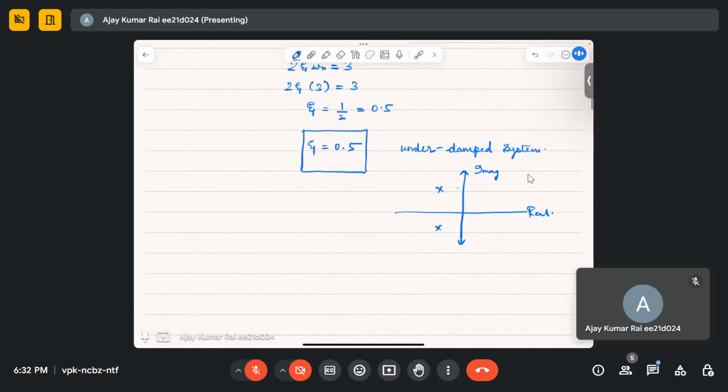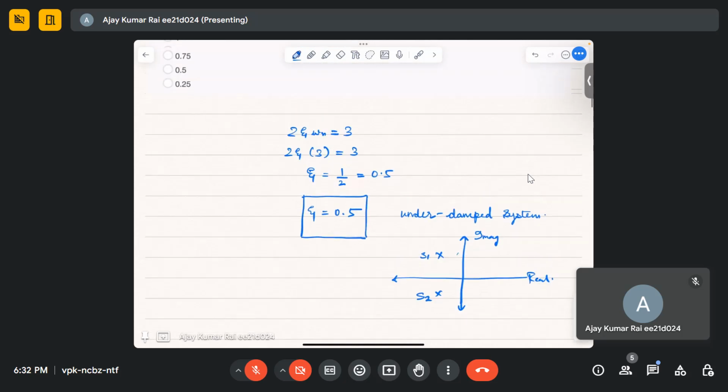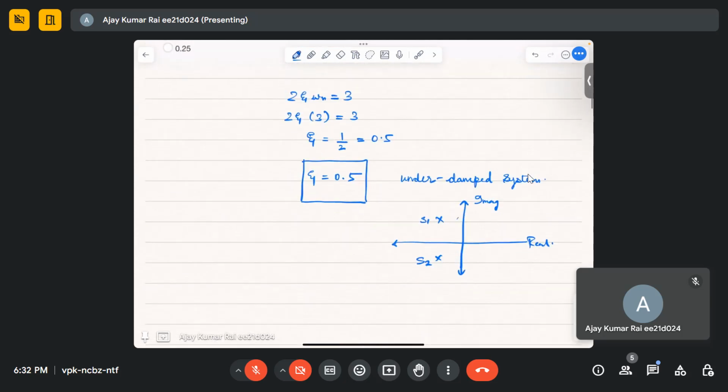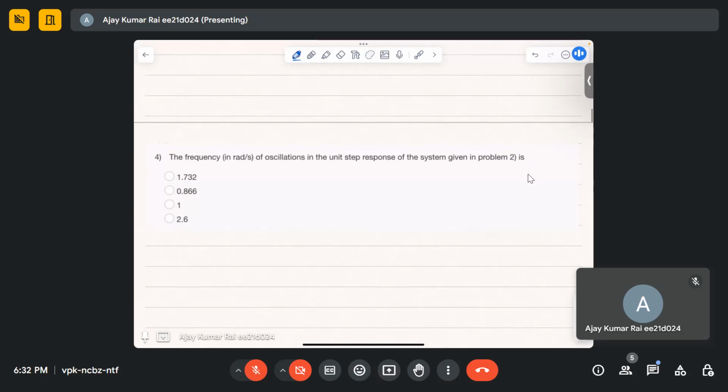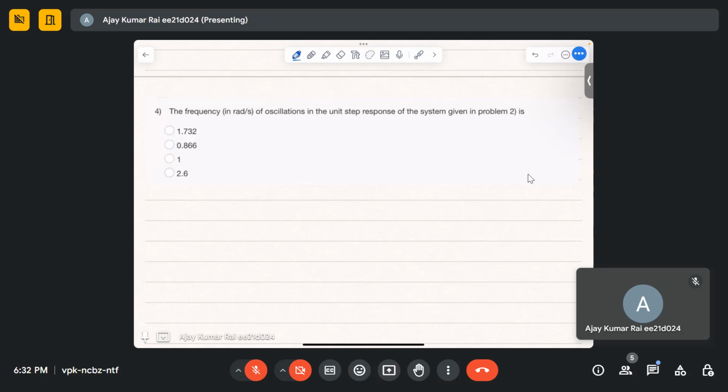So this is like two roots, s1 and s2. I hope there is no doubt in the second and third questions. They're very simple questions. In case you have any doubt, you can ask. So I'll cover this fourth question. The frequency of oscillation in the unit step response of the system given in problem 2 is... so how to do this?